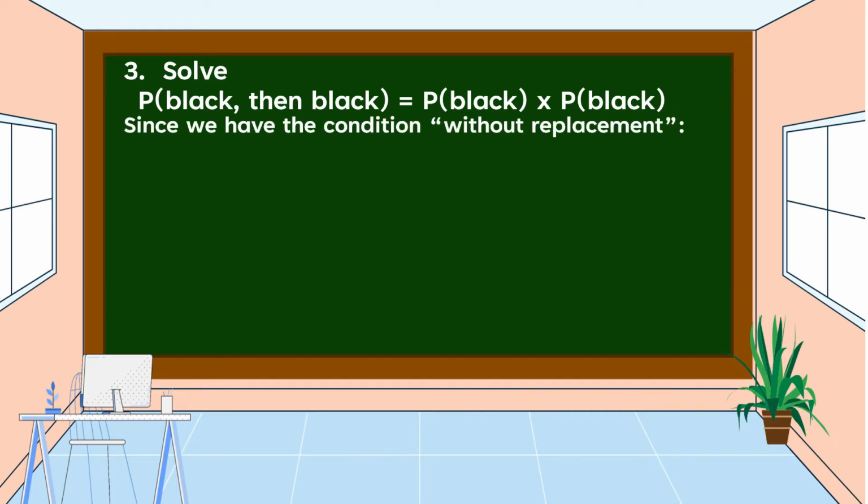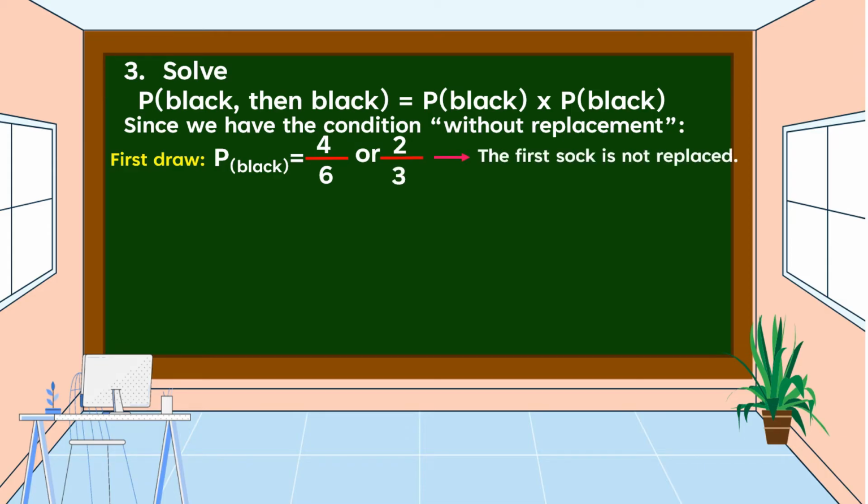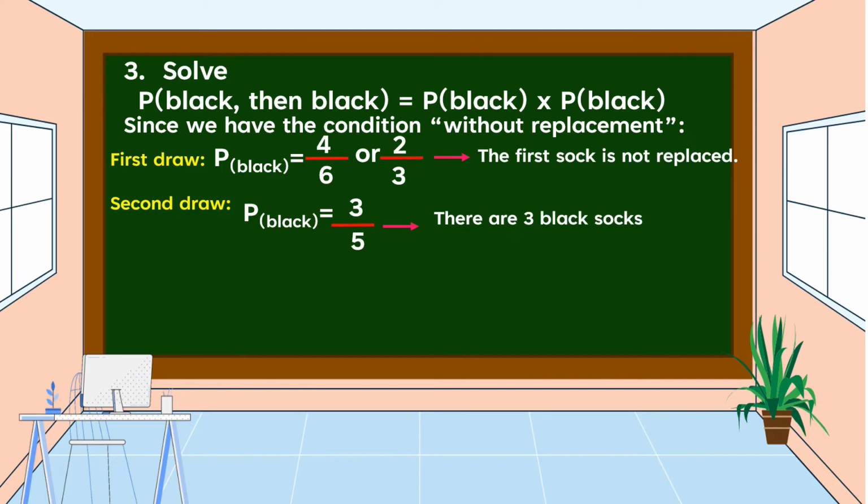Since we have the condition without replacement, for our first draw, P of black is equal to 4 over 6. 4/6 can be reduced to its lowest term by dividing both numerator and denominator by 2. 4 divided by 2 is equal to 2. 6 divided by 2 is equal to 3. The first sock is not replaced. For the second draw, P of black is equal to 3 over 5. There are 3 black socks that can be drawn out of 5 socks.